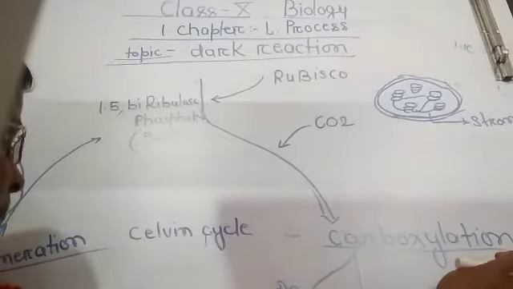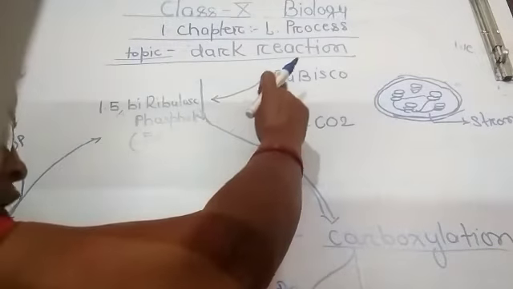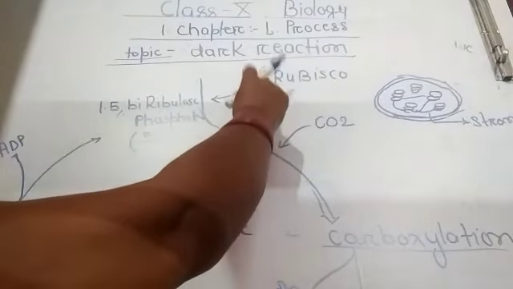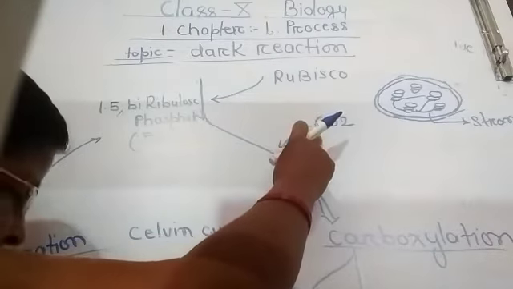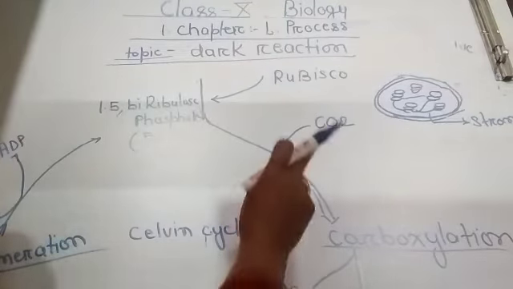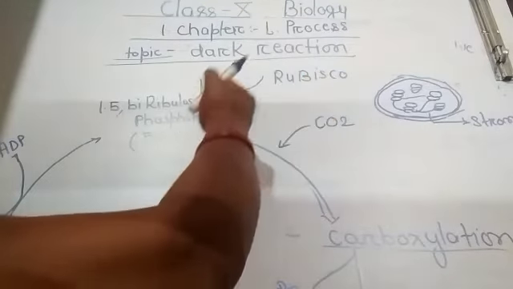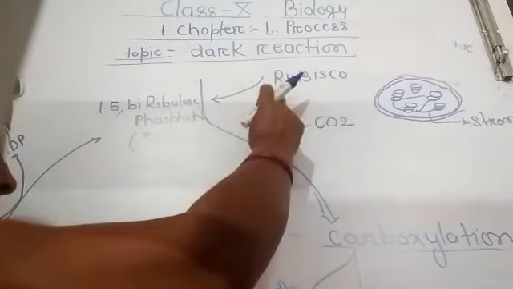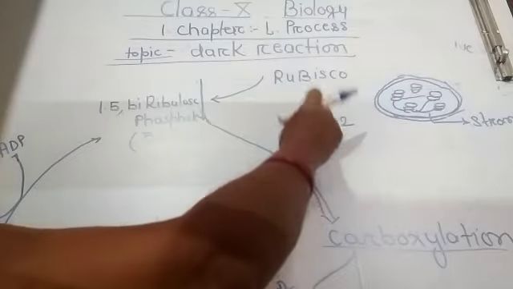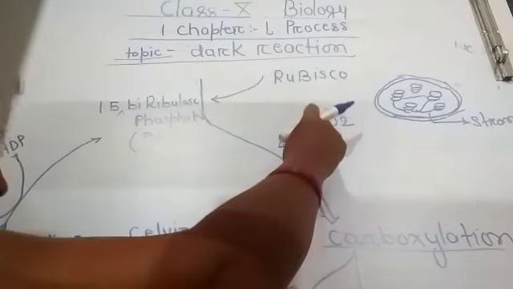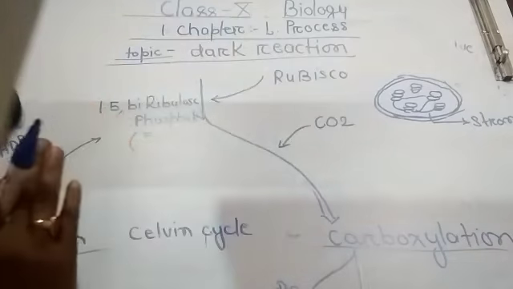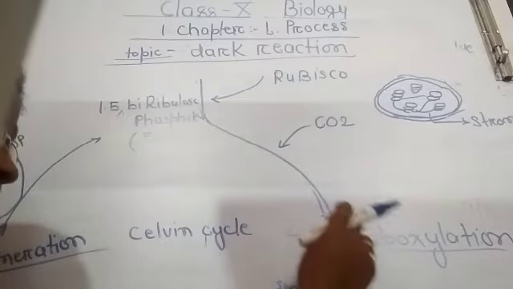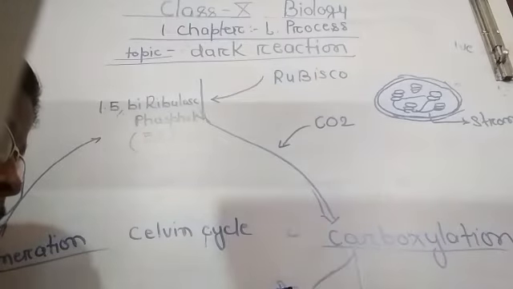It is called carboxylation, in the presence of rubisco. Rubisco is the enzyme which carries both carbon dioxide as well as oxygen. It is required in the fixation of carbon dioxide into a carbon compound. Rubisco has the ability to fix carbon dioxide, and also to carry carbon dioxide as well as oxygen.